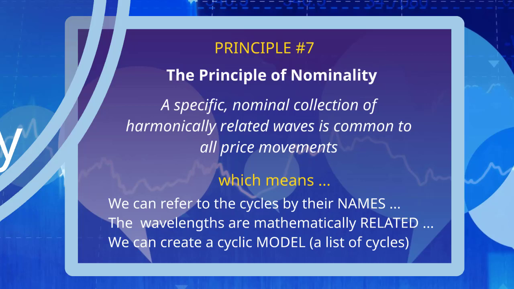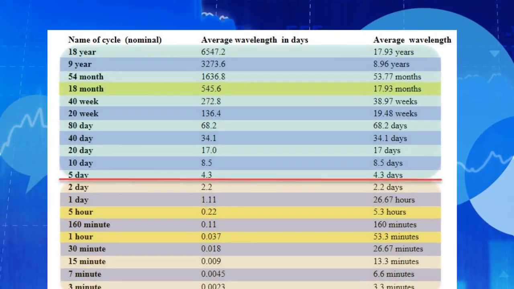That is the meaning of the word nominal, although there is some debate about the meaning of that word in that situation, but most analysts agree that it means that we can refer to the cycles by their names. This principle also tells us that the wavelengths of the cycles are mathematically related to one another. As a result of the principle of nominality, we can create what is called a cyclic model, which is very simply a list of cycles.